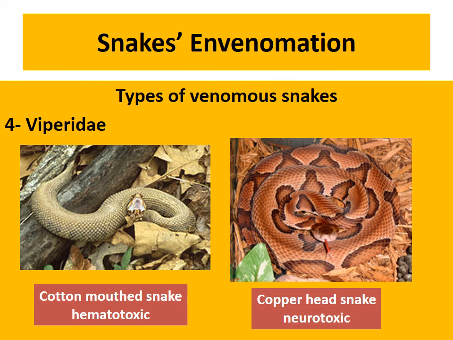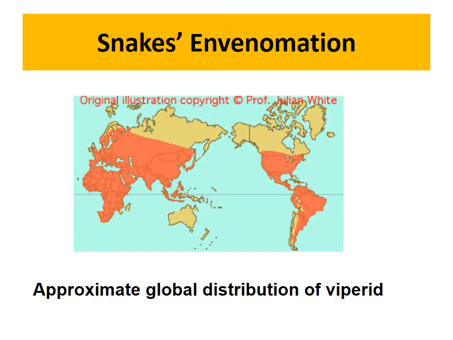Other types of snakes belonging to this family are the cottonmouth and copperhead snakes. This family is distributed in Egypt as well as in Malaysia, as we see.